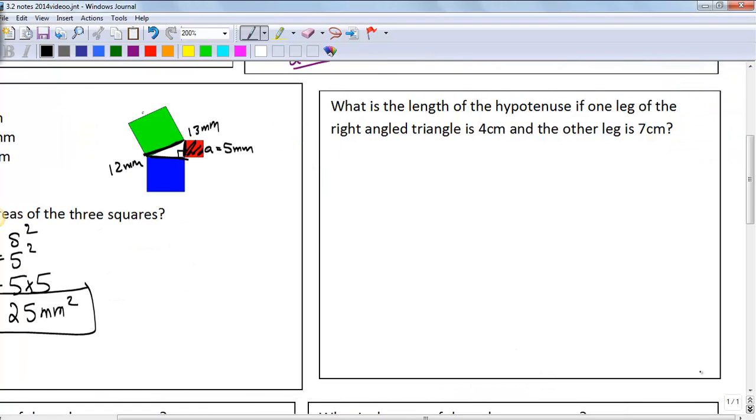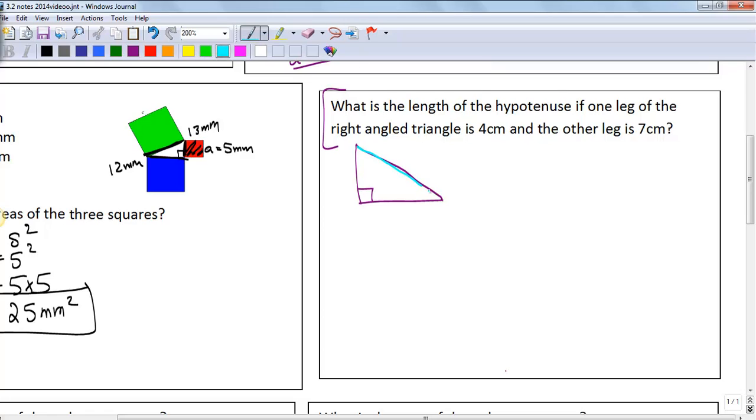Okay, welcome back. Now this says, what's the length of the hypotenuse if one leg of a right angle triangle is 4 and the other leg is 7? So if you're given a question with just words and no picture, you need to draw the picture. Okay, so step number 1, draw a picture. There's my right angle triangle. It doesn't have to be perfect, right? It's just a sketch. Now it says I'm trying to find the hypotenuse, right?